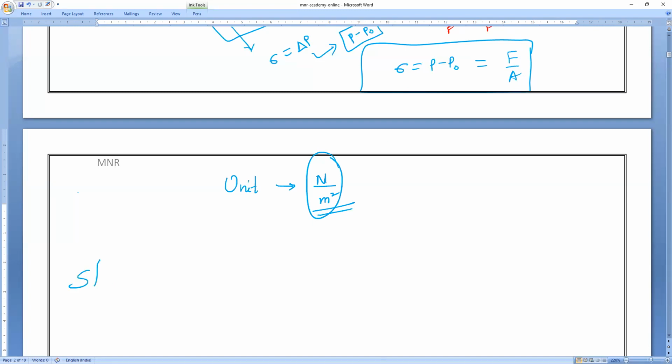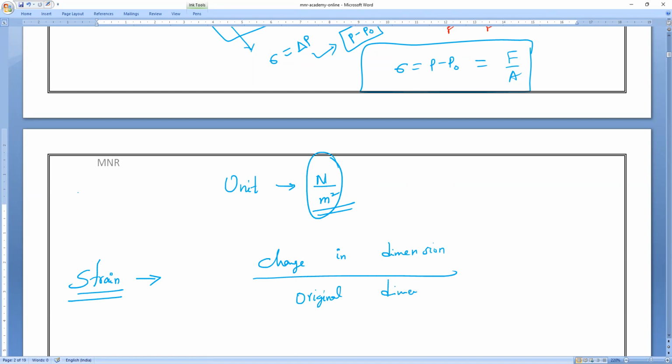Now, the next concept which we are going to study is strain. Strain is very simple. Note it: because of stress, whatever the change in dimension, either compression or expansion or the position changes, with respect to the original dimension, that is what we call strain. So all of you observe very carefully. Strain means change in dimension divided by original dimension.